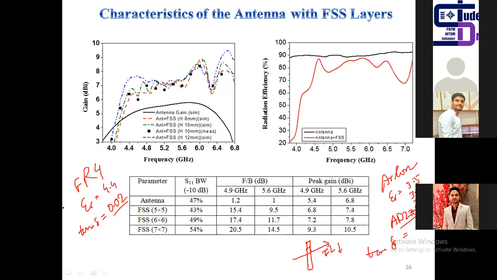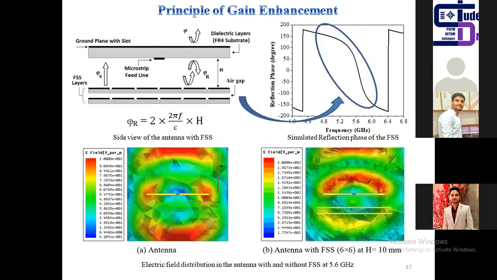Then you can see here the electric field distribution for the antenna in the upward and downward direction. Both ways you have the bidirectional radiation before the FSS introduction. With the introduction of the FSS, you can have the radiation enhanced in the upward direction. And here again, you can see that the reflection phase is reducing approximately linearly with frequency. So it's better to use this.